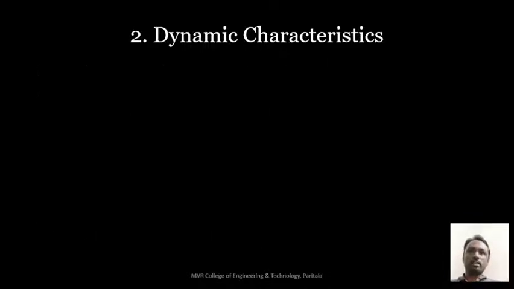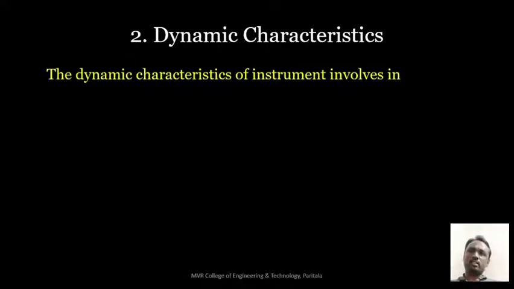Likewise, the static characteristics have 19 parameters. We have to check those 19 parameters so that we can go for selection of a transducer. The dynamic characteristics involve the following. The first one is dynamic error. Similar to the static error, here it is dynamic error. The second one is fidelity.